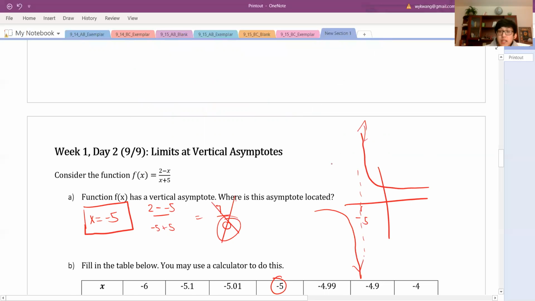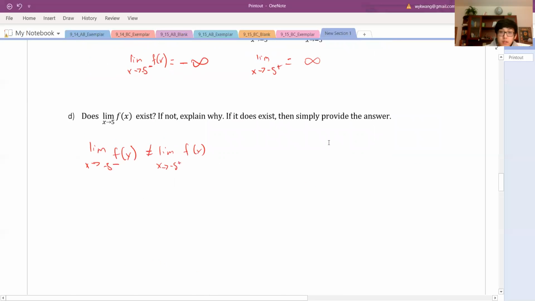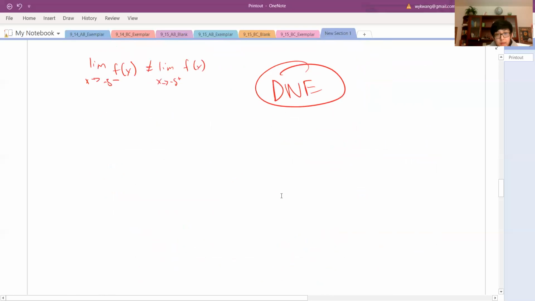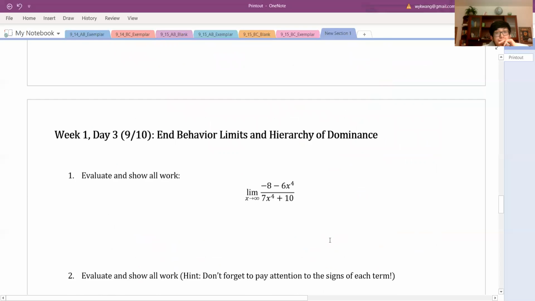Well, that's clearly an issue because they are not going to the same point. So does not exist is our answer for this. I'll circle our answers here. Okay, cool, does not exist.